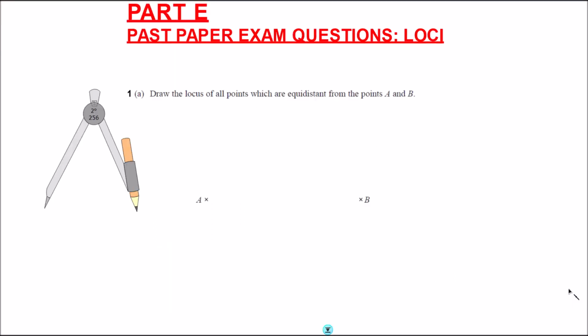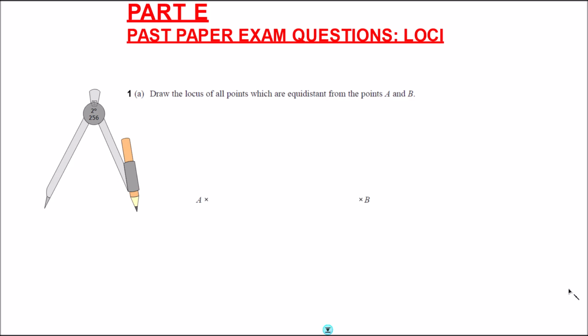Part E is looking at past paper exam questions about loci, which just means the locations of certain points we want to find. So it's very similar to constructions, but apart from making shapes or drawing things, we're going to be drawing in the locations of possible things. So for part 1A, question 1A, we need to draw the locus of all points which are equidistant from points A and B. Equidistant just means equal distance.